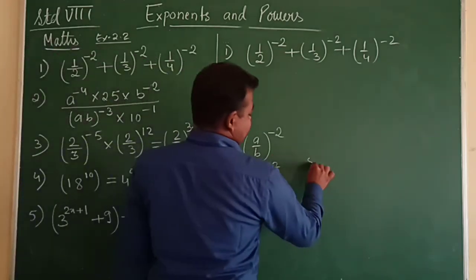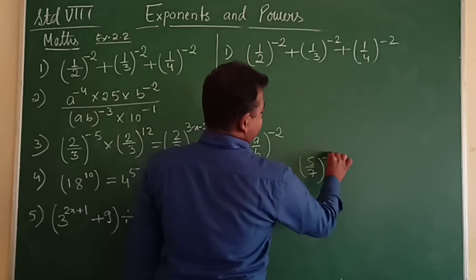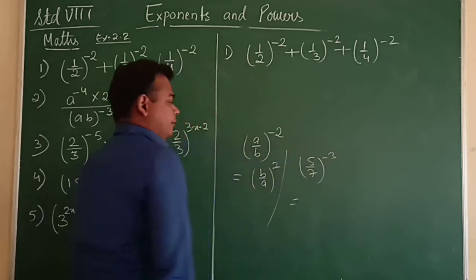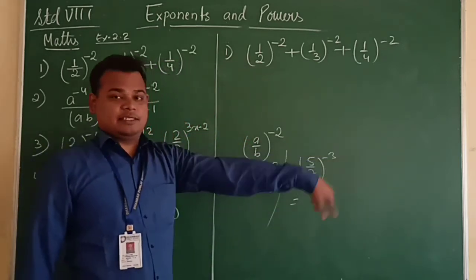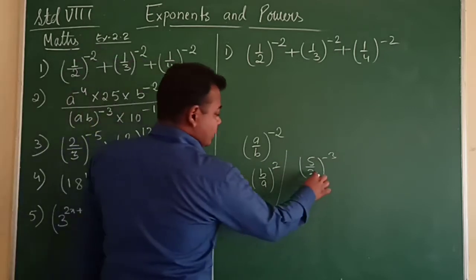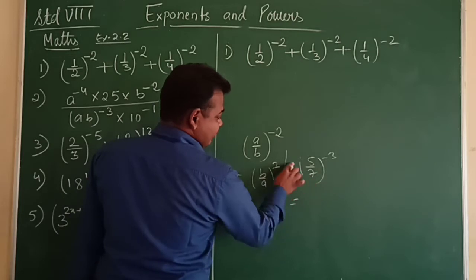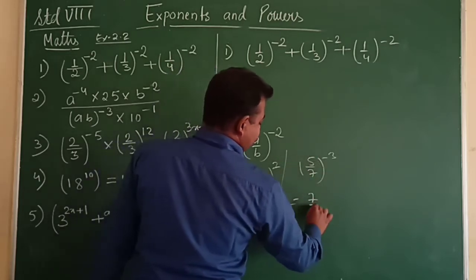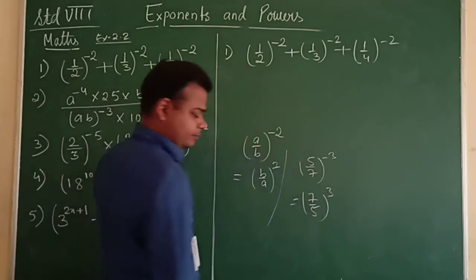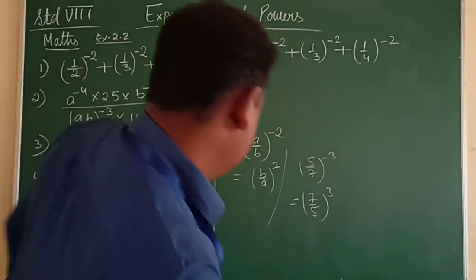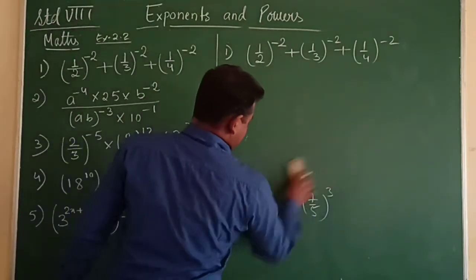Suppose we have (5/7) to the power minus 3, and we want to convert minus 3 into plus 3. So what will we do? We will just exchange the numerator and denominator. 7 will come here and 5 will go there. This will become (7/5) to the power 3. Okay, now we will apply the same thing here.